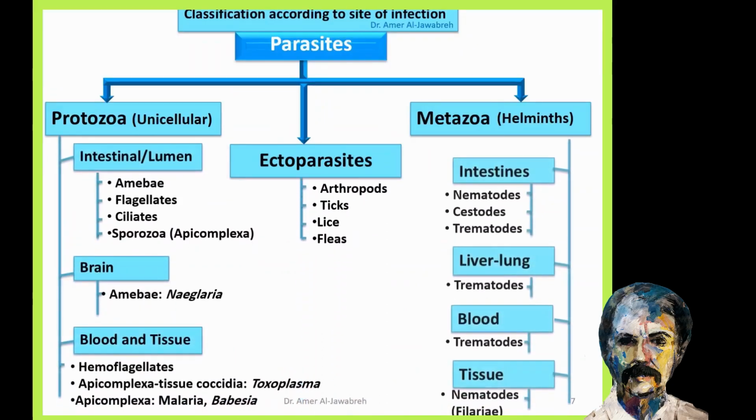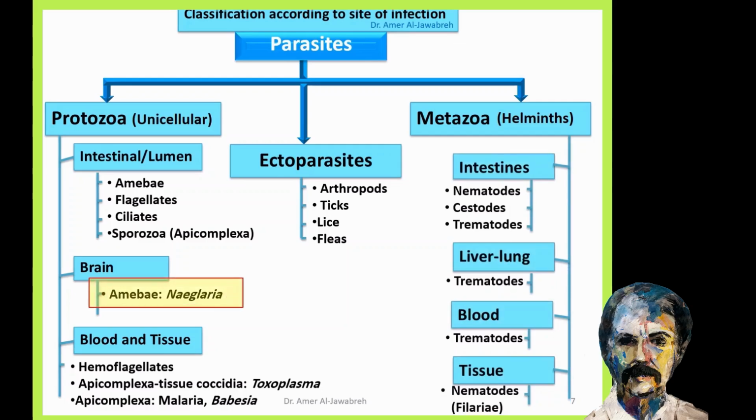In the site of infection flow chart, you can see that we are not in the intestine, we are in the brain. Amoebae, Naegleria, Naegleria fowleri. It's good all the time to have these two flow charts every time we start a new chapter, or even every time we start a new parasite, because these two flow charts tell you where you are, so you don't get lost. We have many parasites and students usually get lost easily.